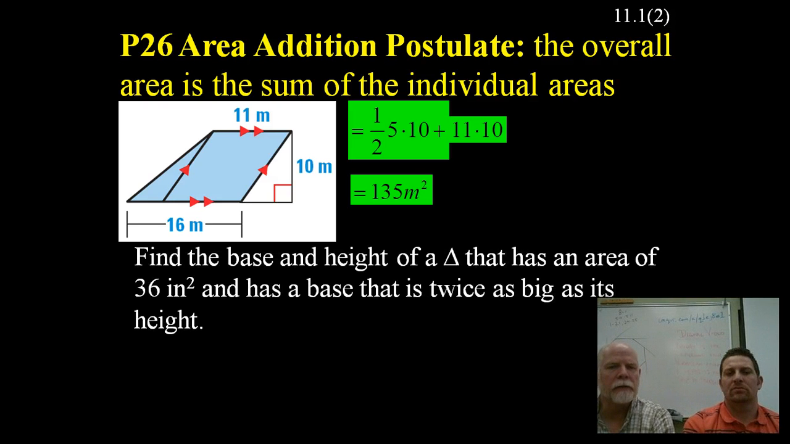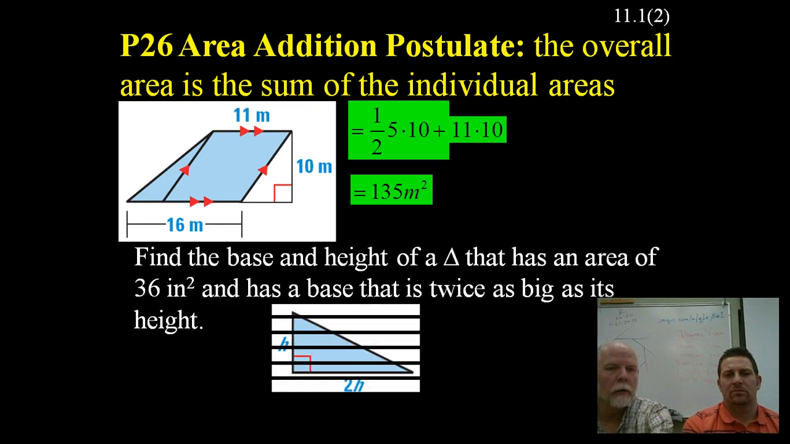This is talking about finding the base and height. It's asking you to find the base and height of a triangle that has an area of 36 square inches and has a base that is twice as big as its height. Okay? So we're trying to find the base and height of a triangle, and they give us the area. And so we need the area formula.